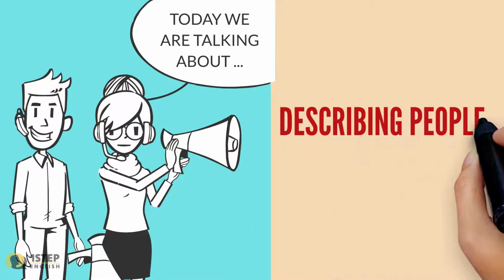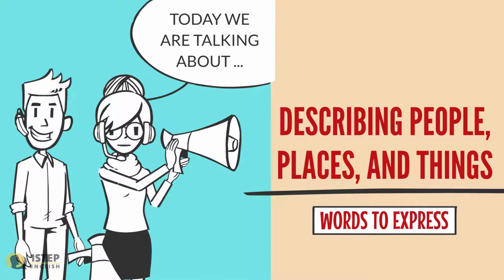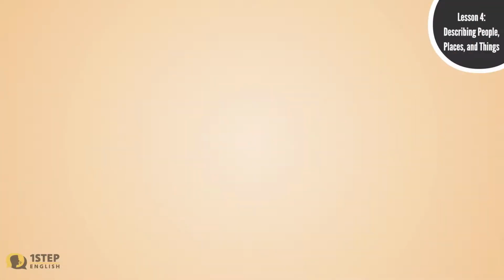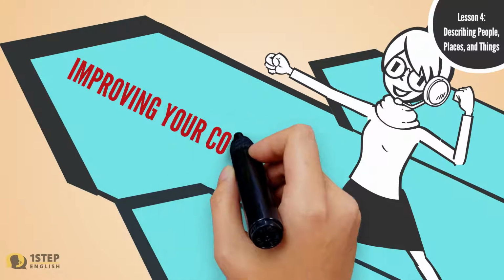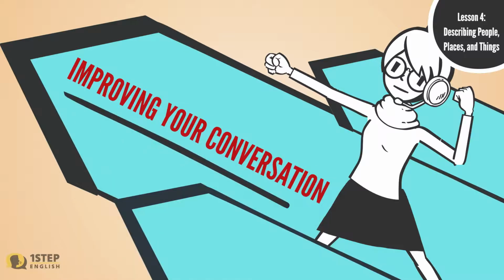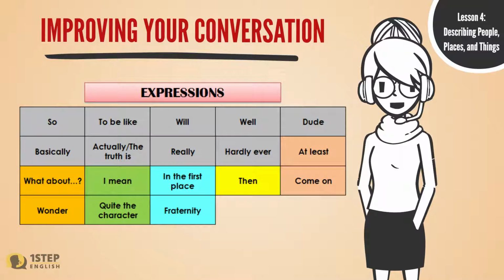Today, we are talking about describing people, places, and things. Words to express. Improving your conversation. Last time, we already discussed the expressions so, to be like, well, dude, basically, actually, the truth is, really, and hardly ever. Now in this video, we are going to discuss the remaining expressions that are used in describing people, places, and things. Let's get started.